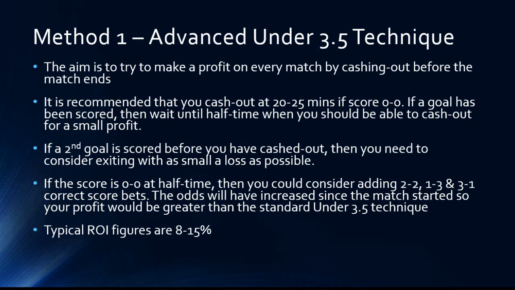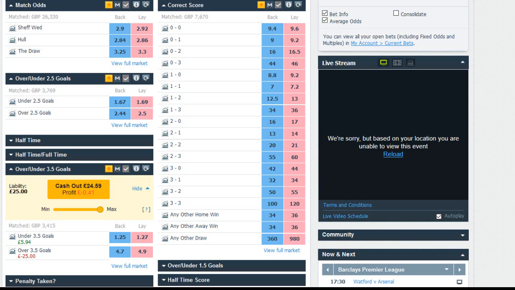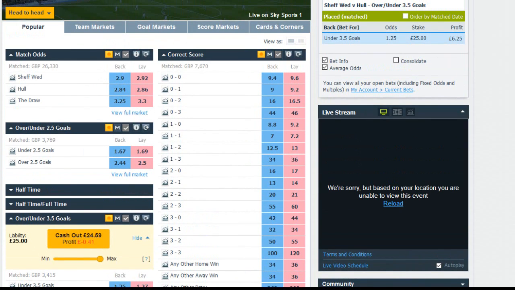So that's covered how the advanced technique works. As I say, what I'm going to do now is pause the video and come back to this Sheffield Wednesday Hull match, and we'll see how it progresses over time. Hopefully I'll be able to cash out with the score still being 0-0 at about 20 minutes and make a nice profit. So I'll come back very shortly.